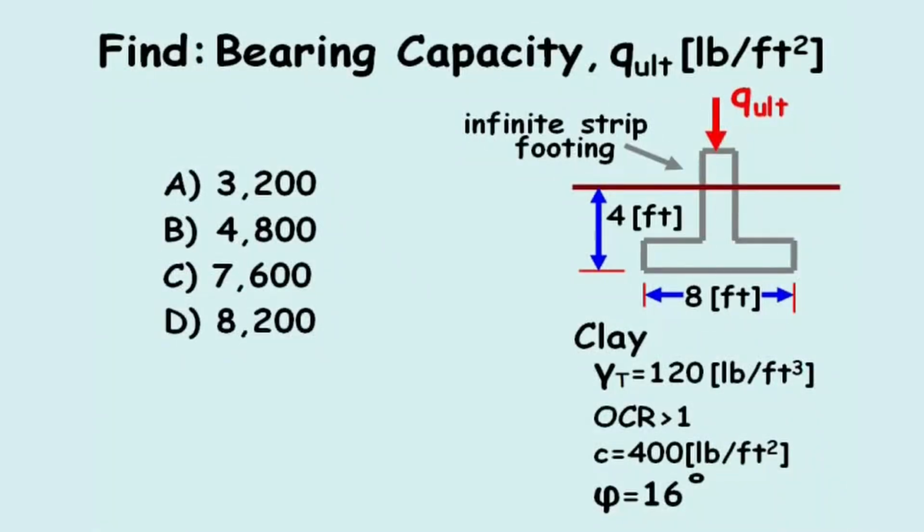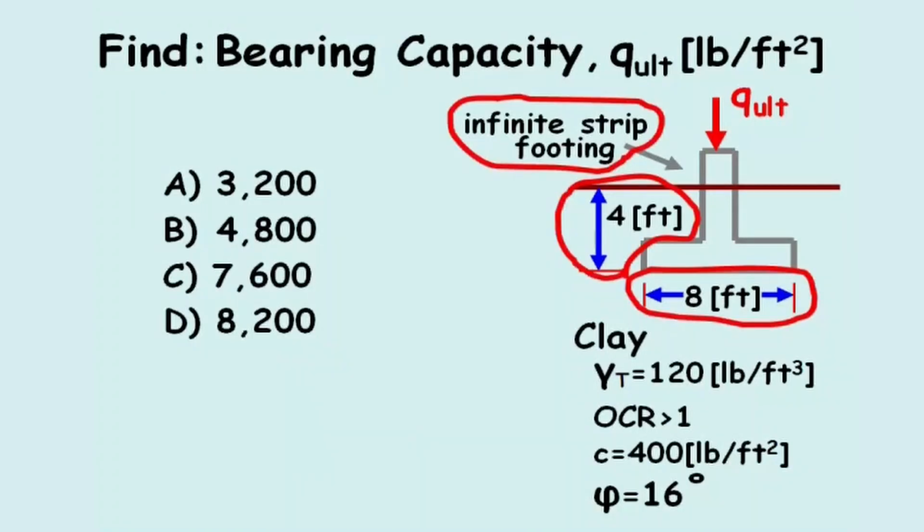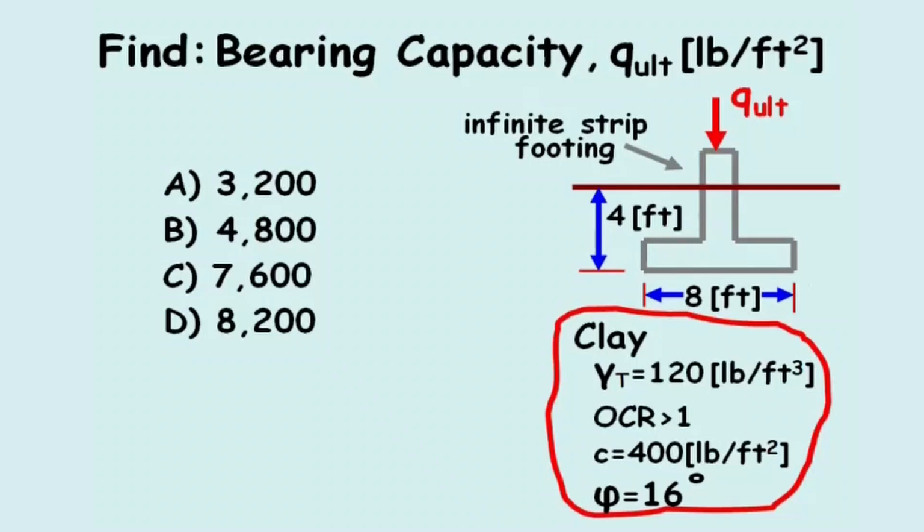Find the ultimate bearing capacity, Q ultimate, in pounds per square feet. In this problem, an infinite strip footing 8 feet wide is buried to a depth of 4 feet beneath the soil surface. The soil is a stiff clay with the given soil properties. Since the groundwater table is not mentioned, it is assumed to be very deep.